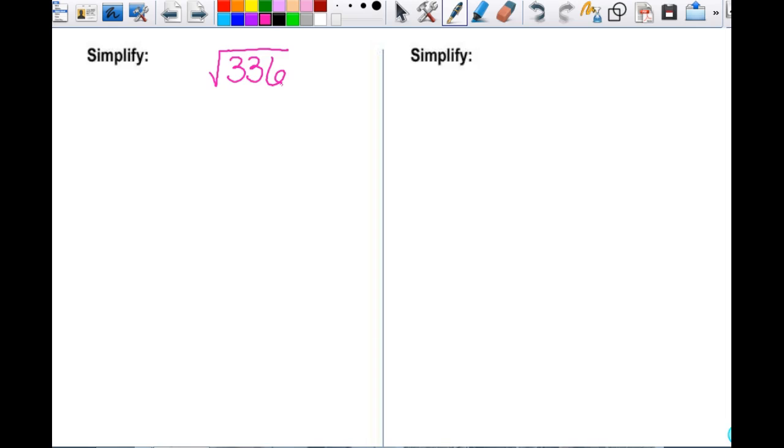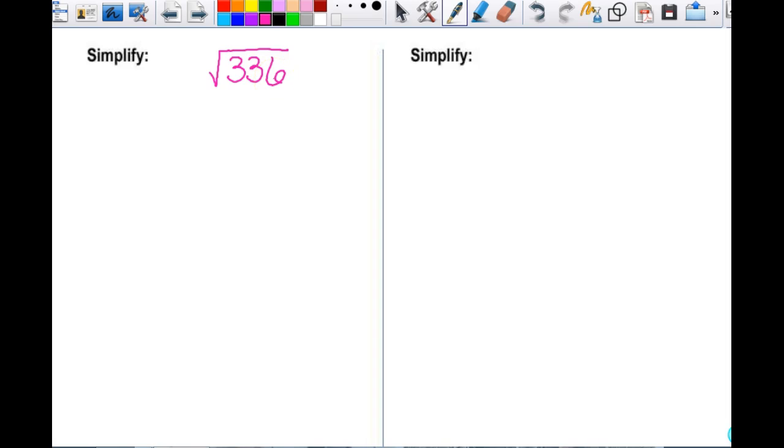I have no idea. And I could sit there and guess and check for perfect squares, but that is a complete waste of your time. This is an even number, so what do you know it's divisible by? 2. Okay. So then, is this number also divisible by 3? Yes. How do you know that by looking at it? You add up the digits. 6 plus 3 plus 3 is what? 12, and that's divisible by 3.